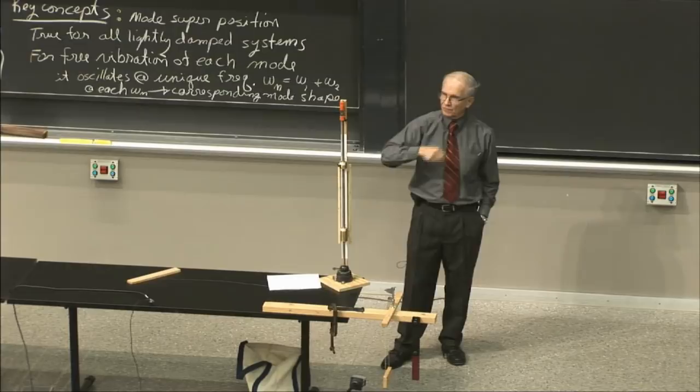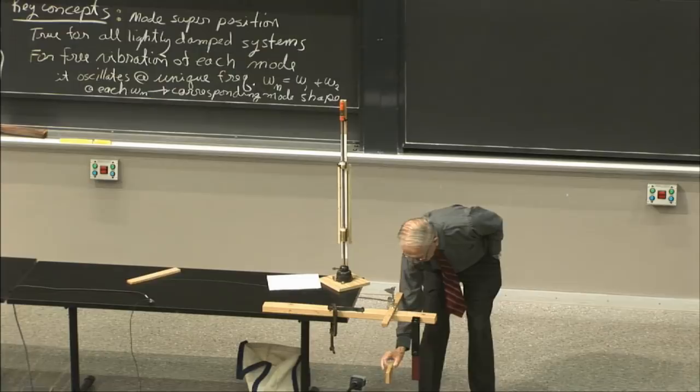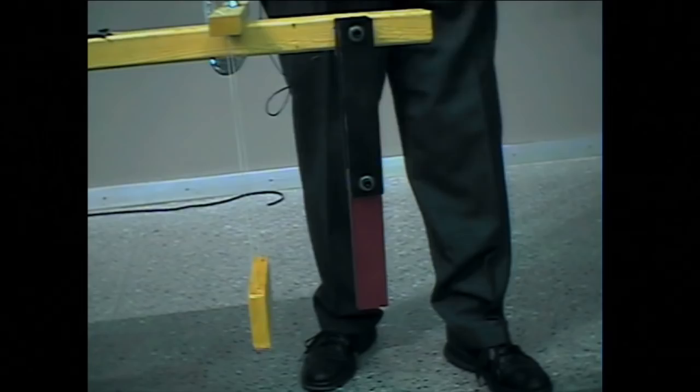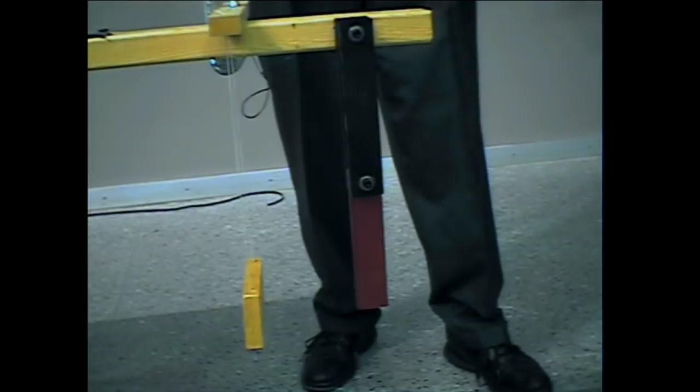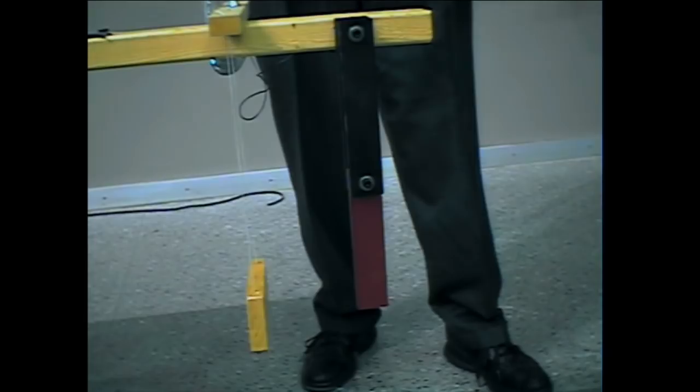So let's do a different case. I deflect it just this way and ignore the little bit of torsion. So it's just going back and forth in line. Other than slowly damping out, that has just one motion to it and it's at one natural frequency. So do you think that's a mode? That probably is too.